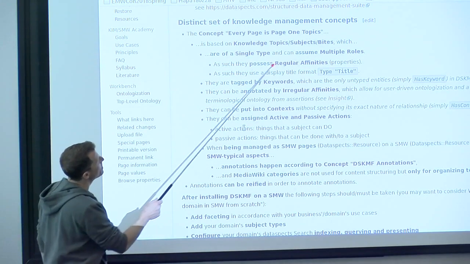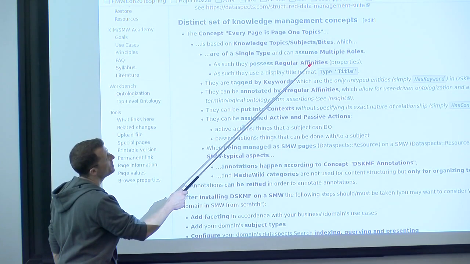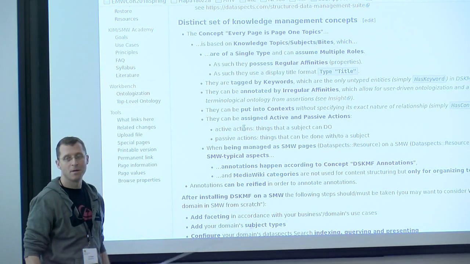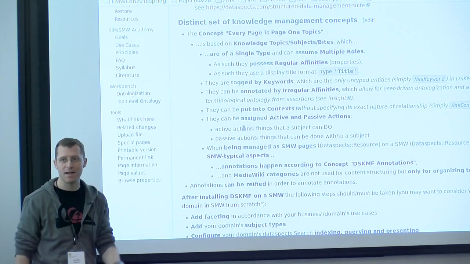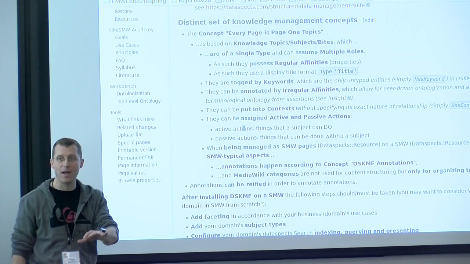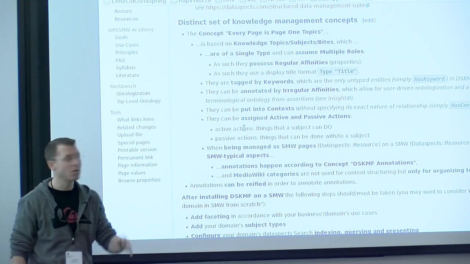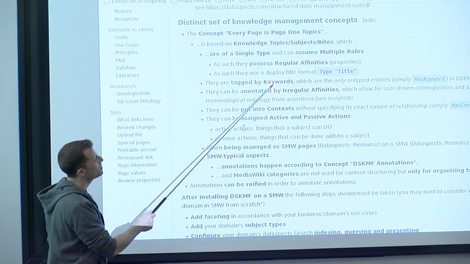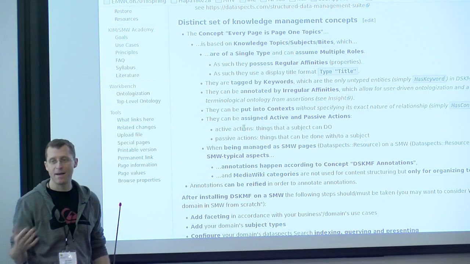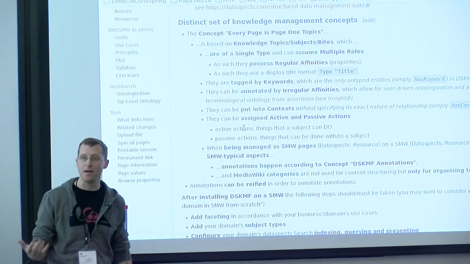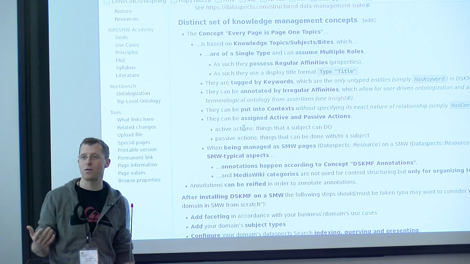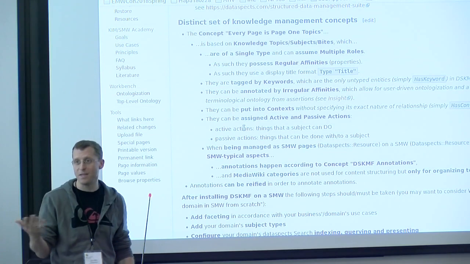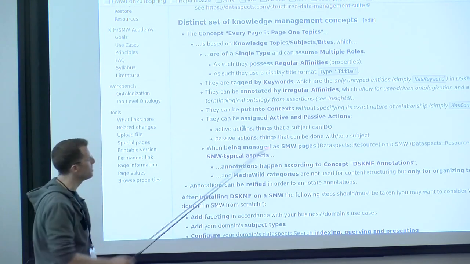And then it has regular affinities. Regular affinities are pertinent to the single type or multiple roles by a general cultural understanding, not by context, not by domain, and not by whatever mood, okay? And then they're tagged by keywords. This is just my first line of attack. And a keyword is by definition untyped. You cannot say conference SMWCon is a keyword. No, it's not. Conference could be a keyword in itself, but not in combination with an instance.